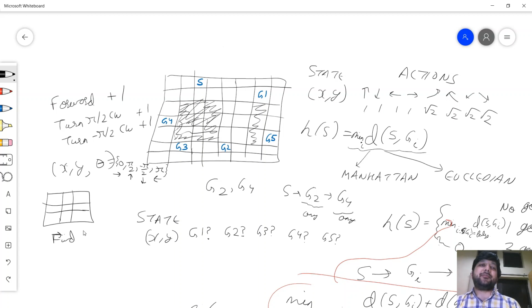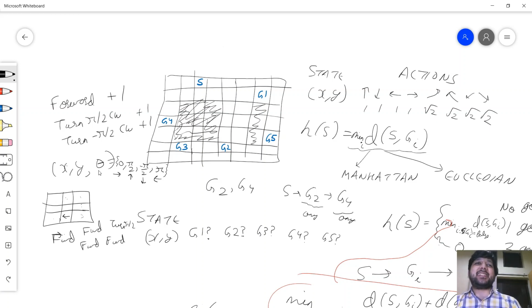So from here to here forward, from here to here forward, then turn 90, which is here, then forward, then forward. So forward, forward, turn 90, forward, forward. If I still need to go here, turn 90, forward, forward. If I'm looking at here, I need to go here, it's turn 90, forward. So that's how it goes.